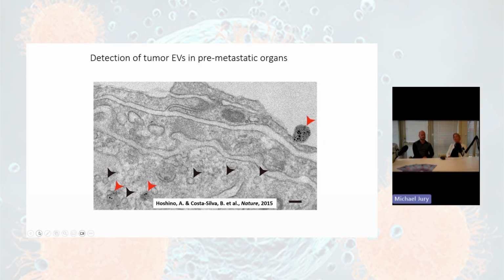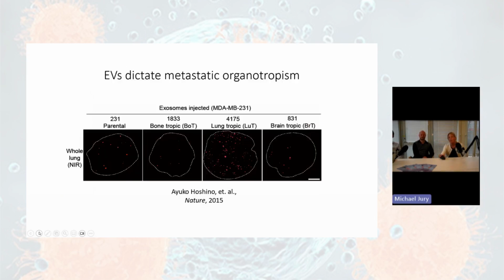And here is some work that was performed when I joined the lab. So I had a small part of it, but Ayuko Shino, who's now back in Japan running her lab, showed indeed that you could find these EVs, marked in red here, in the pre-metastatic niche in the lung of animals. And she also showed this concept of organotropism. So depending on exactly the integrin protein package in the EVs and on the surface of the EVs, subsequently the tumor cells could be directed to different organs in the animals.